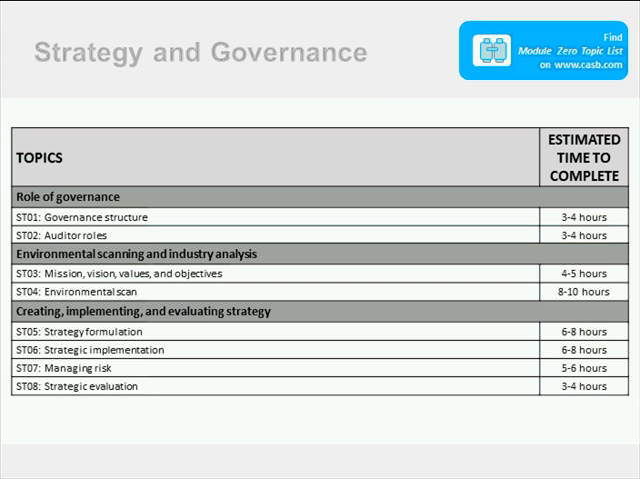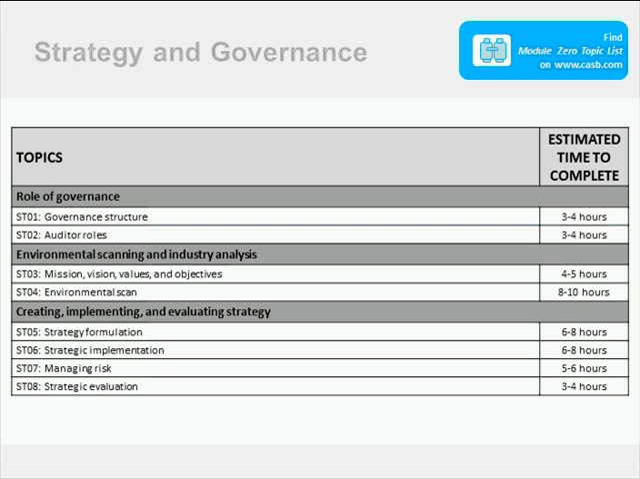And then finally, we have creating, implementing, and evaluating strategy. That includes strategy formulation, which should take about 6 to 8 hours to complete. We have strategic implementation, also taking about 6 to 8 hours to complete. We have risk management, about a 5 to 6 hour topic. And then strategic evaluation, which comes in at about 3 to 4 hours.